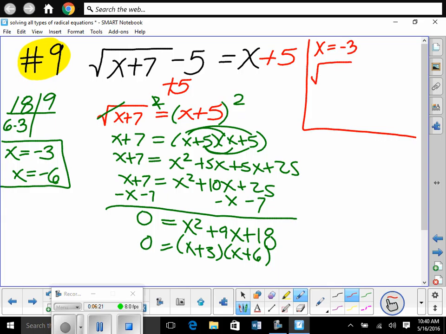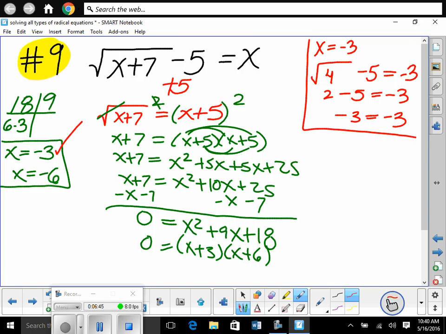Wouldn't that be the square root of 4, guys? Negative 3 plus 7 is the square root of 4, and minus 5 is equal to, and x was negative 3, right? We're not going to do the plus 5, right? We're just plugging it into the original. You get what I'm doing? Yeah. So that is 2 minus 5 is equal to negative 3. Isn't that true? Okay, so we're going to keep this one. We know for sure that's a solution.